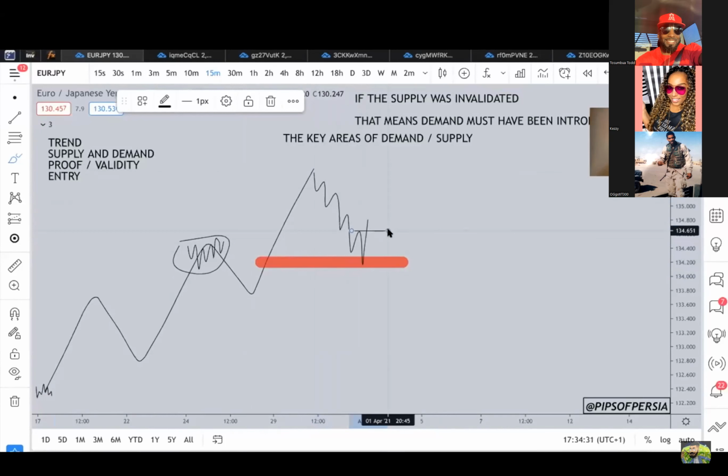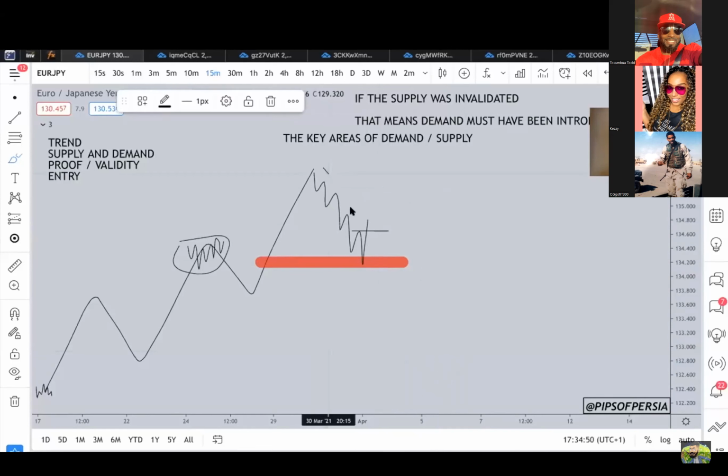Now that area of demand is deemed as valid. And here, and this is the important thing, right? A lot of you have seen this and now you're confused thinking, yeah, but I've seen that it comes up here, it still reverses and goes back down, even though it's given me that minor break of structure to the upside. I want you to start to look at the key areas of demand or supply.